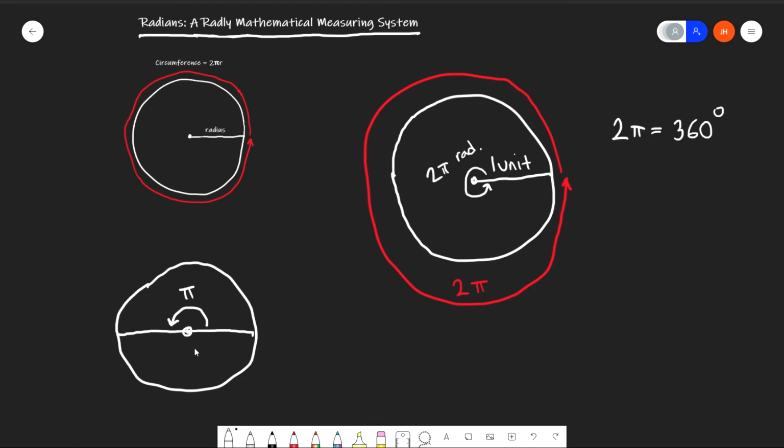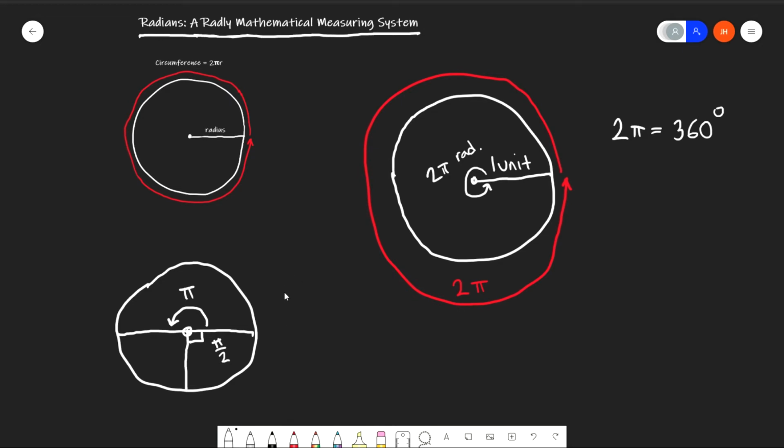What about a quarter of the circle? Now we care a lot about quarters of the circle because that is a right angle, right? And so what is a right angle? Well, it is 1/4 of the full circle, which is 2 pi. 1/4 of 2 pi would be pi over 2 radians.